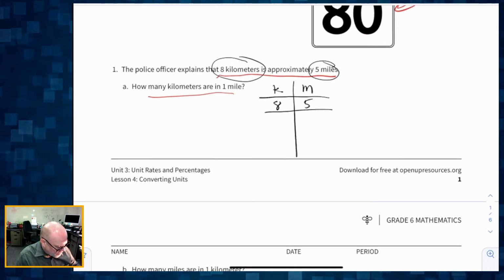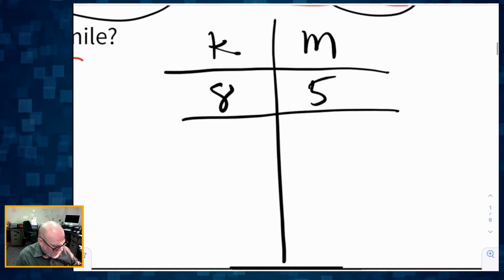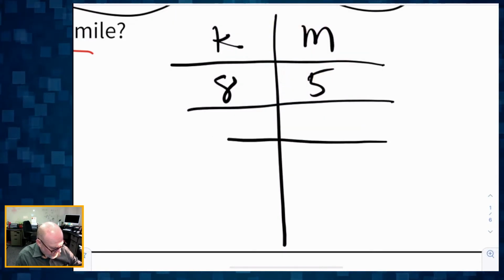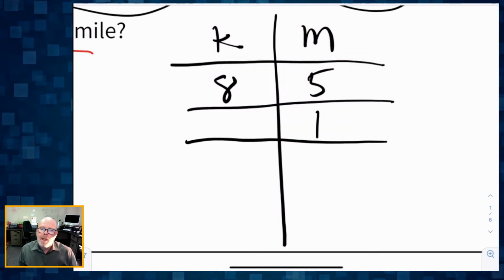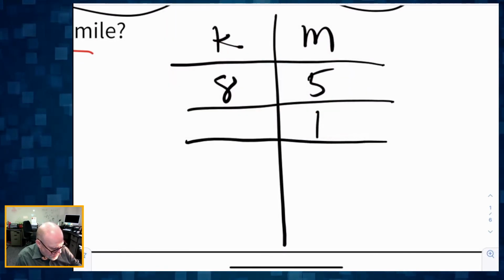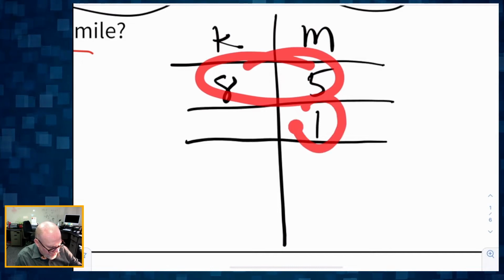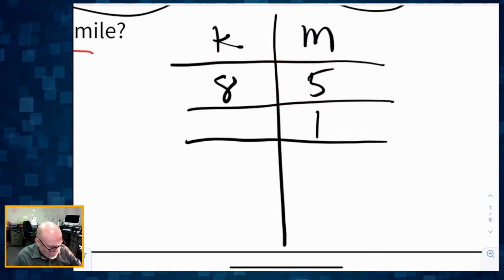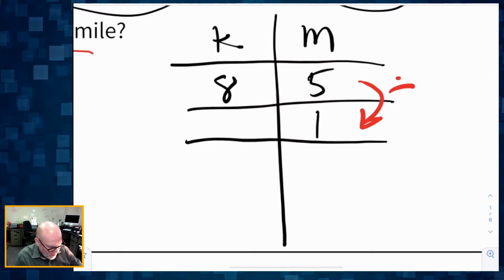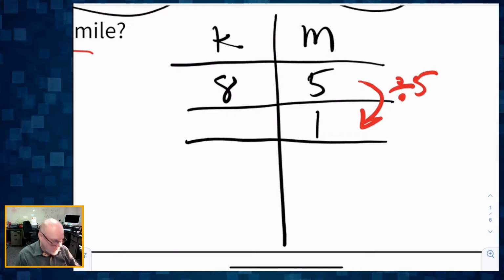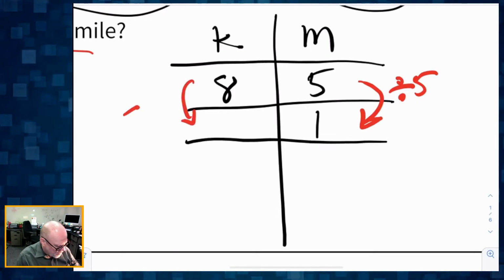And we want to know how many kilometers are in 1 mile. So I want it to be in black. We want 1 mile. And so if we want 1 mile, what are we going to have to do to our previous ratio? What are we going to need to do to this ratio to scale down so that we only have 1 mile? We're going to divide by 5, and that's going to give us 1 mile. 5 divided by 5 gives us 1. Which means we're going to divide over here.